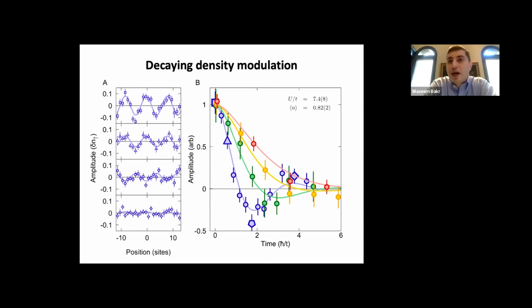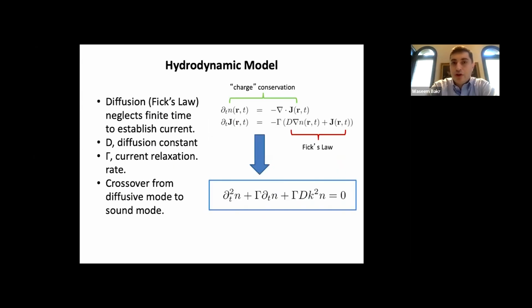So now we can start making a hydrodynamic model, essentially, of what's going on. Hydrodynamics is basically you write down the conservation laws and some phenomenological equations, and from there you can predict the long wavelength behavior of the system. And the hydrodynamics we use is basically 2 equations. One of them is just the simple charge conservation equation. So the rate of change of charge at some point corresponds to the divergence of the current. You have currents flowing into or out of that point. That's the charge conservation. And then the second equation is more of a phenomenological one.